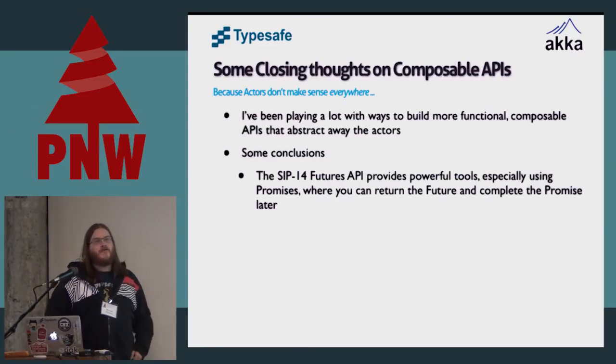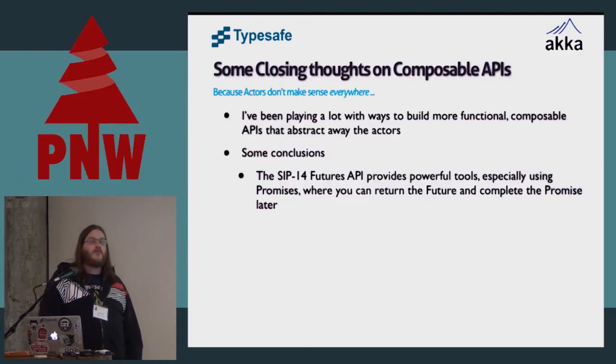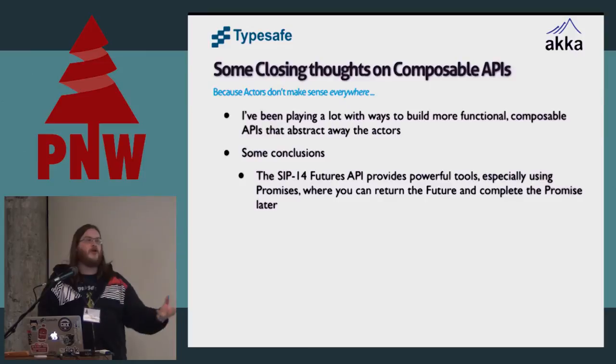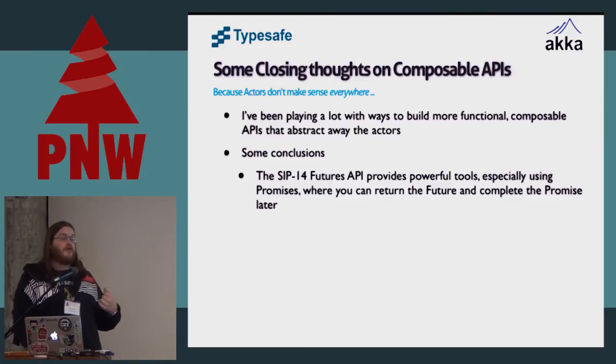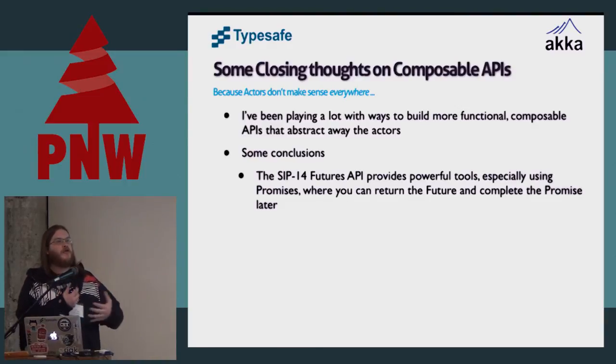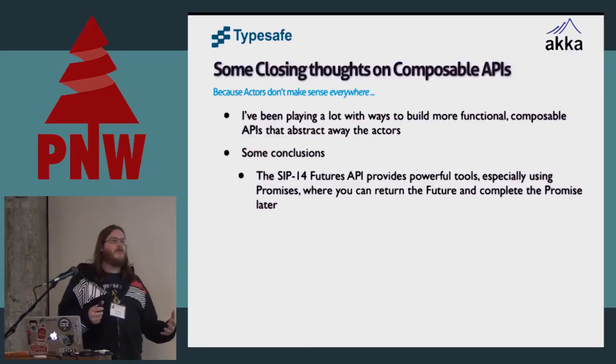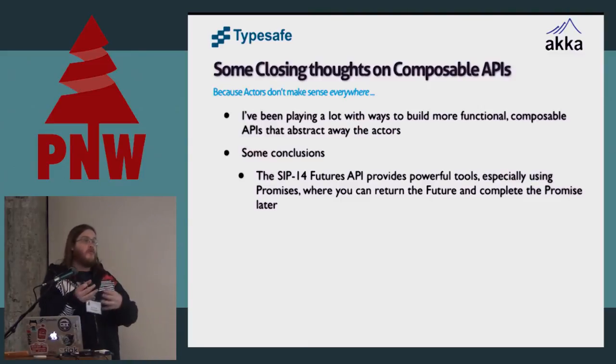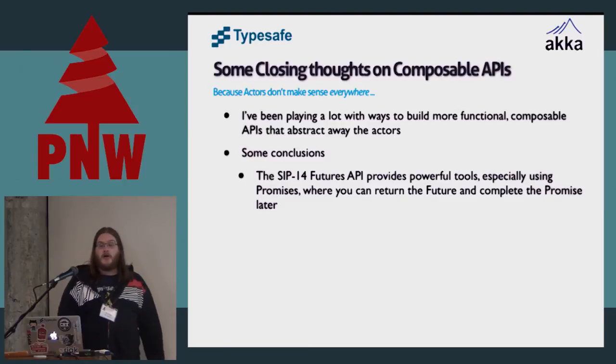In SIP 14, the Futures API, there's actually promises. What promises are is they give you an object that contains a future. You can create a promise and then return the future within it. With the Promise API, you can call completed on the promise, which fills in the result for the future on the other side. So right there, you've got a tool for building a sort of functional API that hides the actors by simply setting up futures that you complete when they're available. This is an easy way to handle a lot of the issues because it's asynchronous. Everything should be talked about in terms of futures.